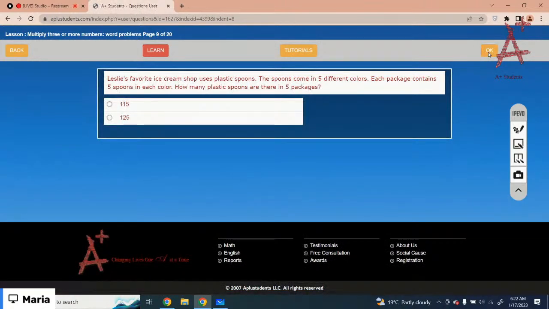Okay, the next one is Leslie's favorite ice cream shop uses plastic spoons. The spoons come in 5 different colors. Each package contains 5 spoons in each color. How many plastic spoons are there in 5 packages? So which is the correct option? You have to do 5 times 5 times 5. 5 times 5 is 25, and 25 times 5 is 125. Got it? The correct option is 125.